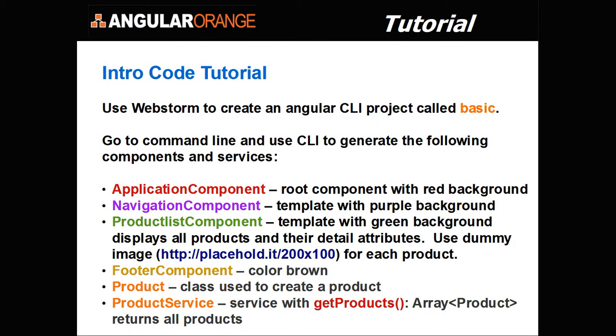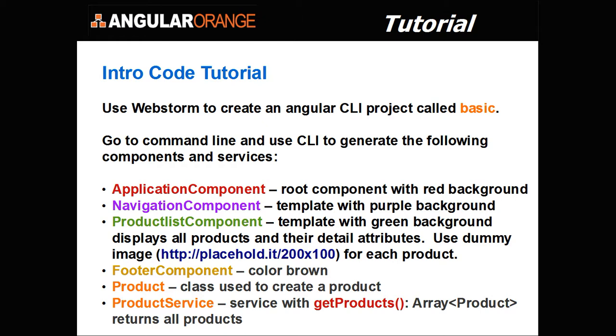So I use WebStorm to create an Angular CLI project called Basic, and I go to the command line and I generate some components using ng generate, and the components that I identify based on my UI requirements. I need a root component, and I could color the backgrounds any color I want, but I also need a navigational component, a product list component, and a footer component, and I need a product class to create a product object.